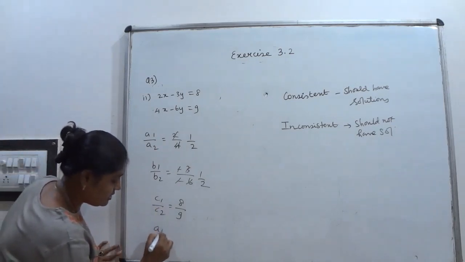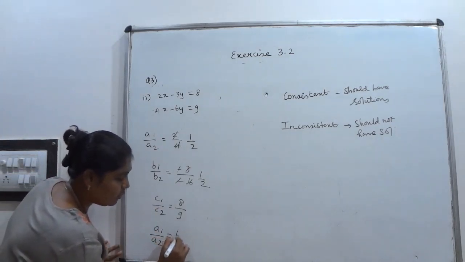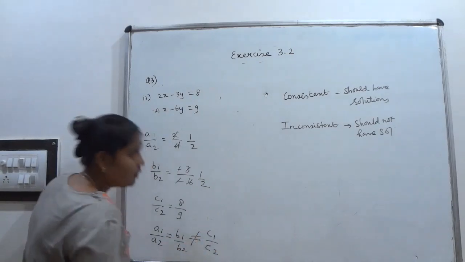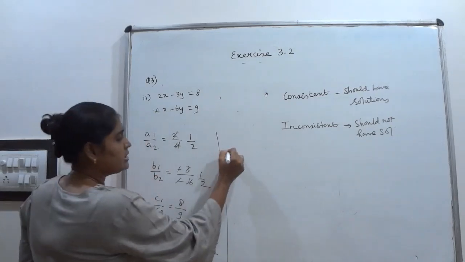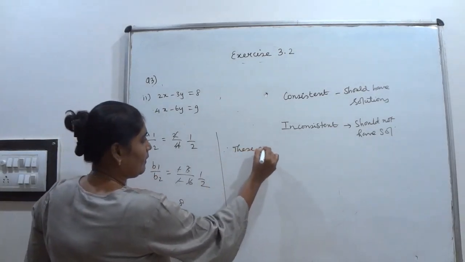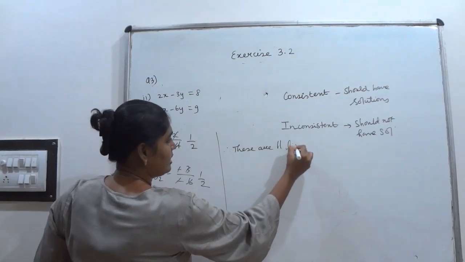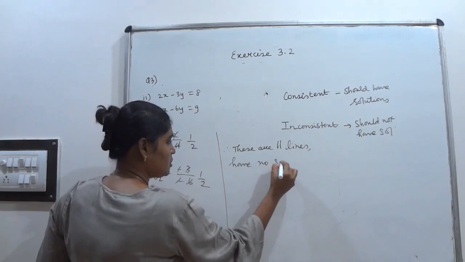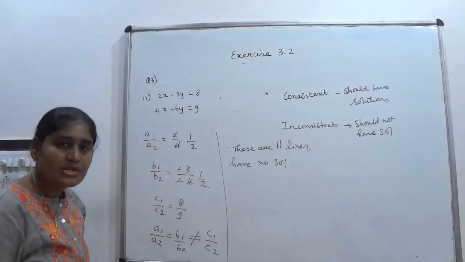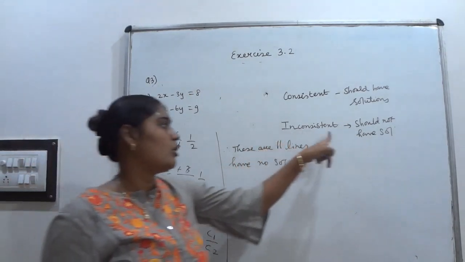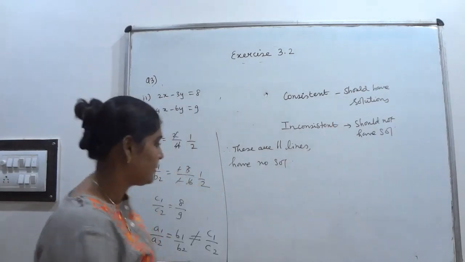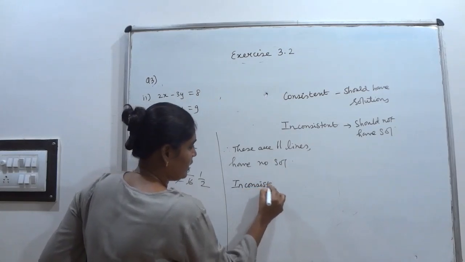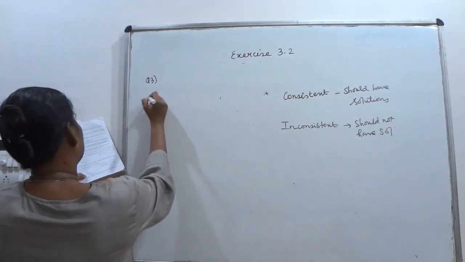I am writing here, see, A1 upon A2 equal to B1 upon B2, but not equal to C1 by C2. Then we can tell that these are parallel lines, which have no solution. If the pair of linear equations have no solutions, these are called what? Inconsistent. Inconsistent lines. Okay. Third part.